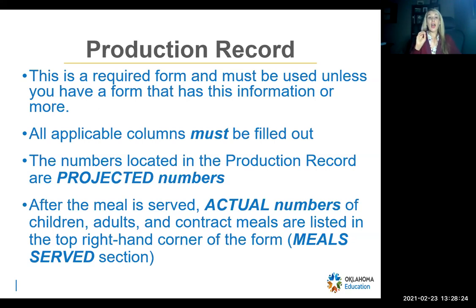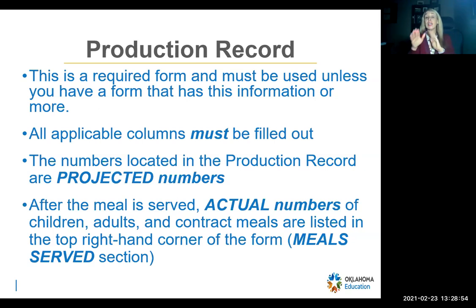So again, all applicable forms, columns must be filled out. The numbers located within the production record at the bottom are your projected numbers. How many kids do you think are going to eat? But after the meal service has ended, you need the actual numbers of children, adults, and contract meals. That goes in the top right-hand corner. You can fill out all the bottom part beforehand, before you start serving.